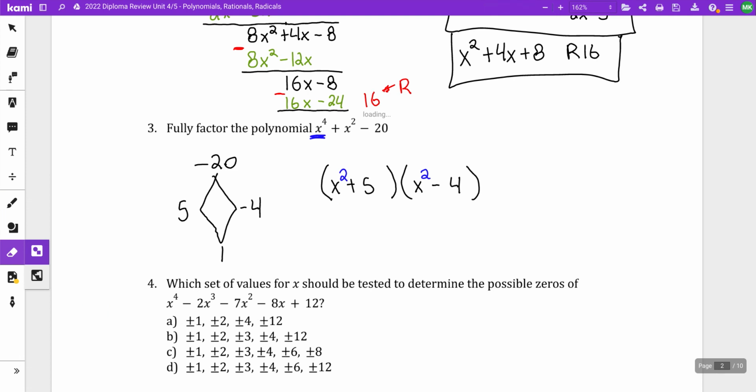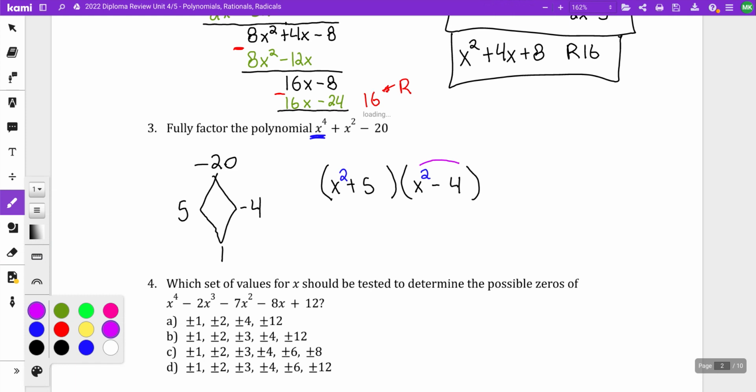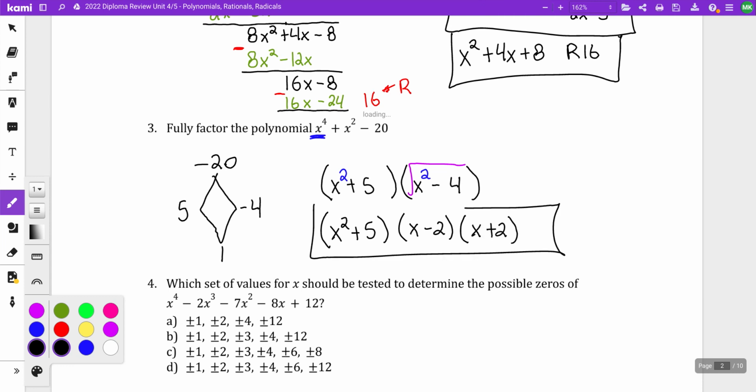Are we okay with that diamond method? Cool. Why is it not done factoring? You can do it at square root. Yeah, that's sneaky. I didn't even see that coming. This thing is a difference of squares. I can square root that thing. So, square root x squared and 4, and I get x minus 2, x plus 2. That's factored.